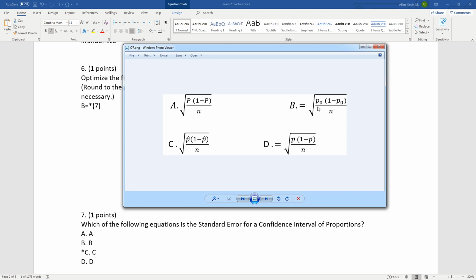For a hypothesis test, you have some preconceived notion of what the proportion should be that you're testing against, p naught. So if you have one of those, and it's actually involved in the test that you're doing, then the standard error will include that one. But if you just want to memorize it, p hats go in confidence intervals, p naughts go in hypothesis tests. That's probably just the simplest way to go about it. So the answer here is C.